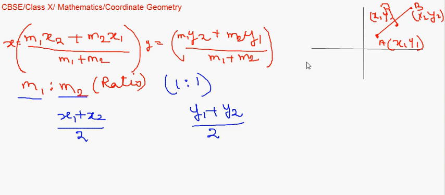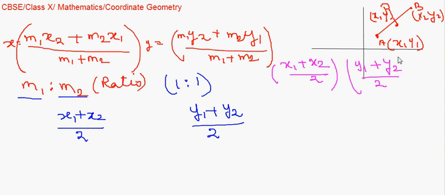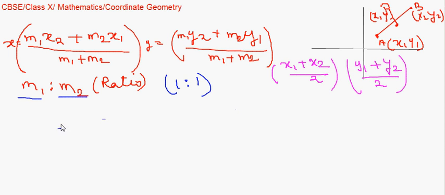Let me write it down separately here: x1 plus x2 by 2 is the x coordinate when the midpoint is P, and the y coordinate is given by y1 plus y2 by 2. I'll make some space by raising this so that I can take up the next part, wherein we discuss if this line is divided by P externally.